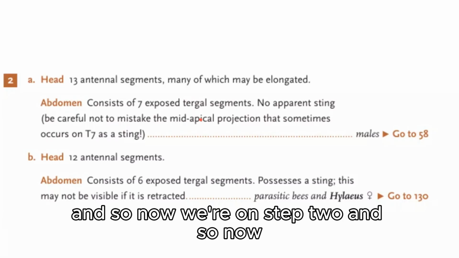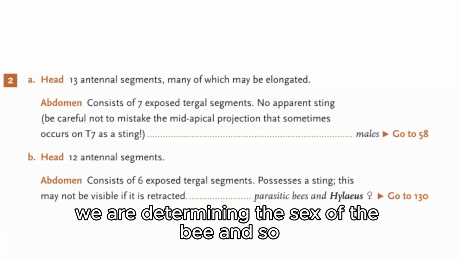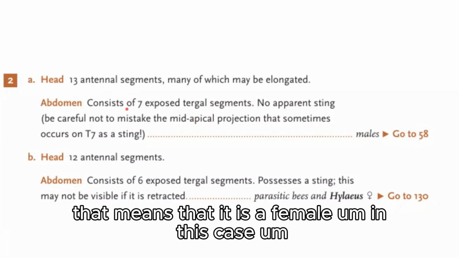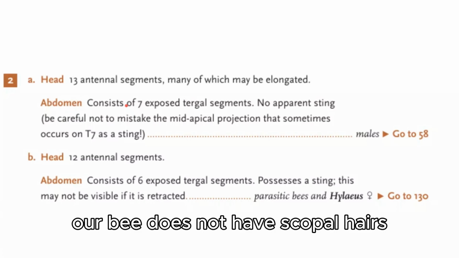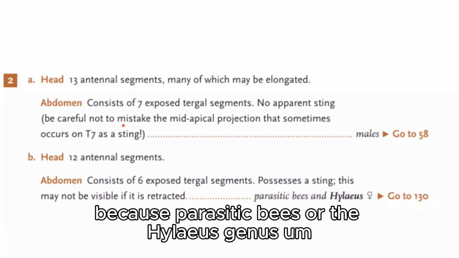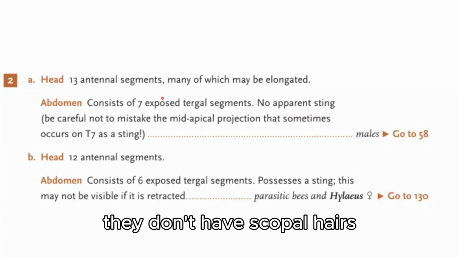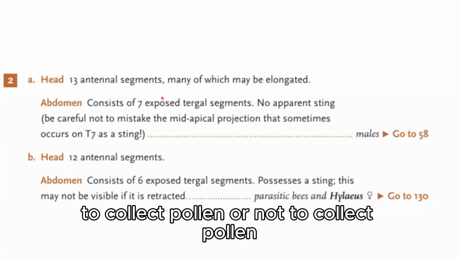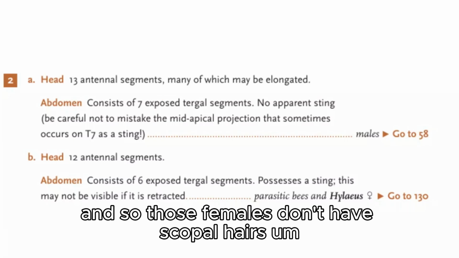Now we're on step 2, and we are determining the sex of the bee. If your bee does have scopal hairs, that means that it is a female. In this case, our bee does not have scopal hairs, but it still doesn't mean that it's not a female, because parasitic bees, or the Hylaeus genus, don't have scopal hairs at all. They do a few different other things to collect pollen or not to collect pollen. So those females don't have scopal hairs.